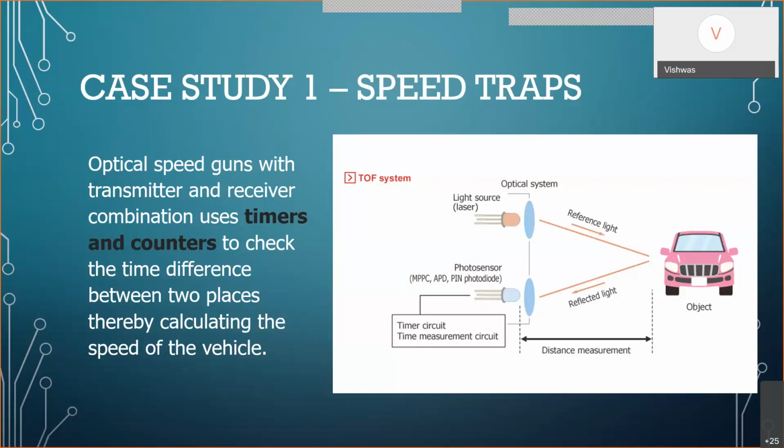So the basic idea is using timers and counters. One thing we need to observe is that there will be dedicated timers and counters for this purpose, implemented inside a microcontroller. The microcontroller will use this kind of timer and counter, which will start counting and stop counting, and it will be able to calculate the accurate speed of the vehicle approaching the radar or the speed gun.